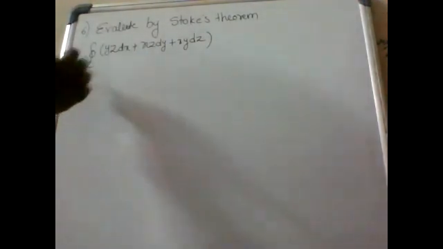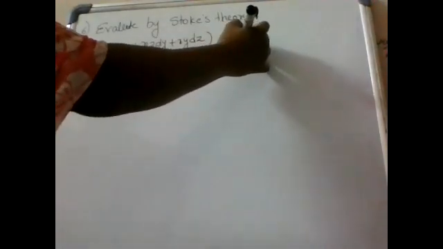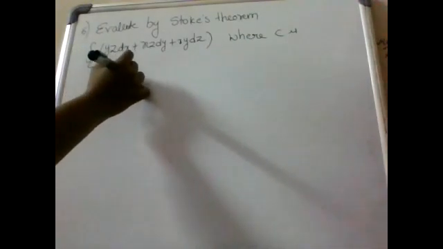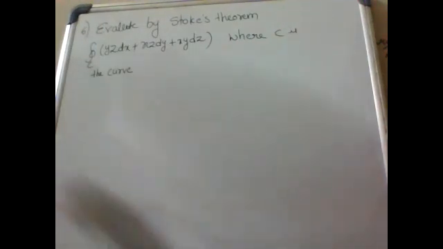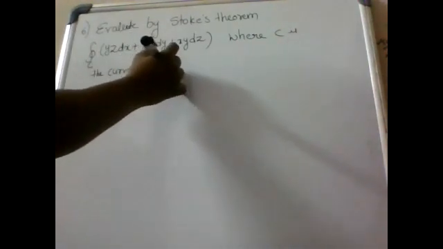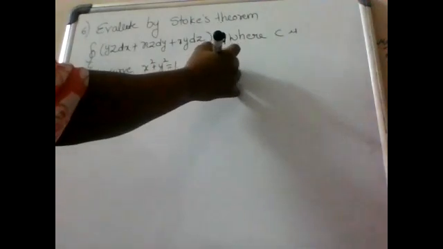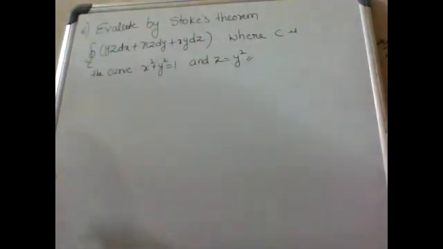where C is the curve x square plus y square equal to 1 and z equal to y square. Evaluate by Stokes theorem yz into dx plus xz into dy plus xy dz, where C is the curve x square plus y square equal to 1 and z equal to y square.